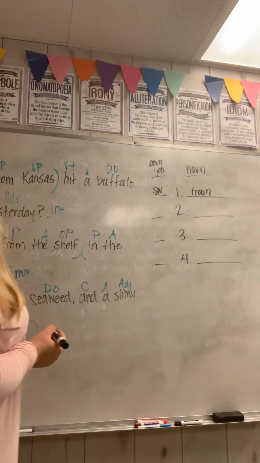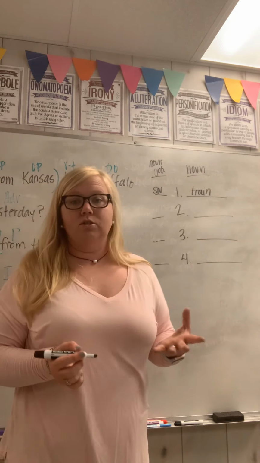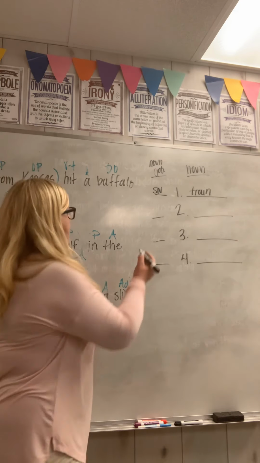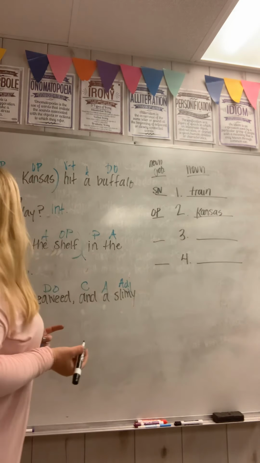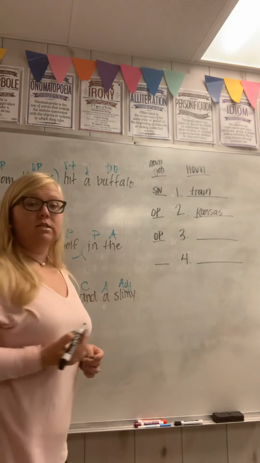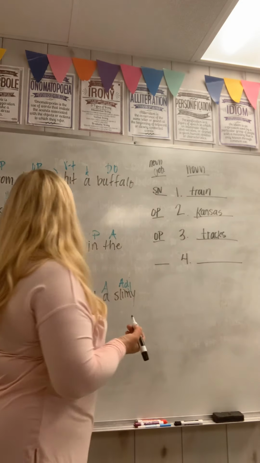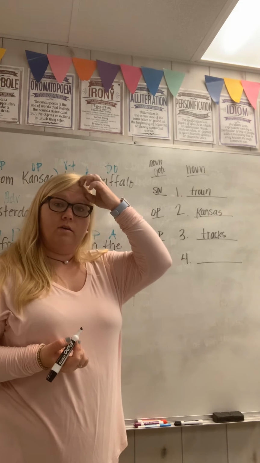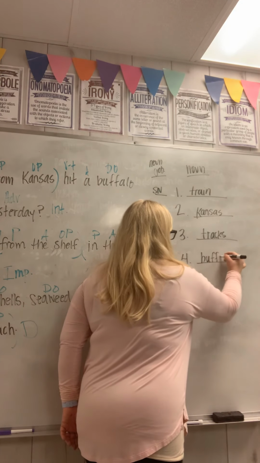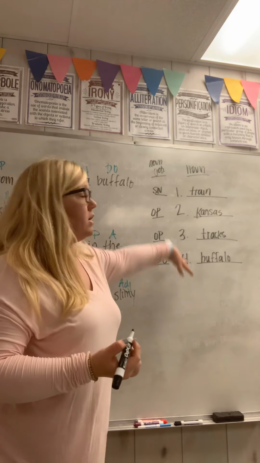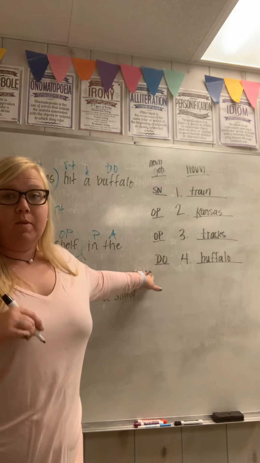Okay? Next thing that we know is a noun is objects of the preposition. So, our first object of the preposition is Kansas, right? And then we have another one. And then our second one that's object of a preposition is tracks. And then the last thing that we've learned that we know is a noun is a direct object. So our direct object is buffalo. So there are your 4 nouns in sentence number 1 with their noun jobs, okay?